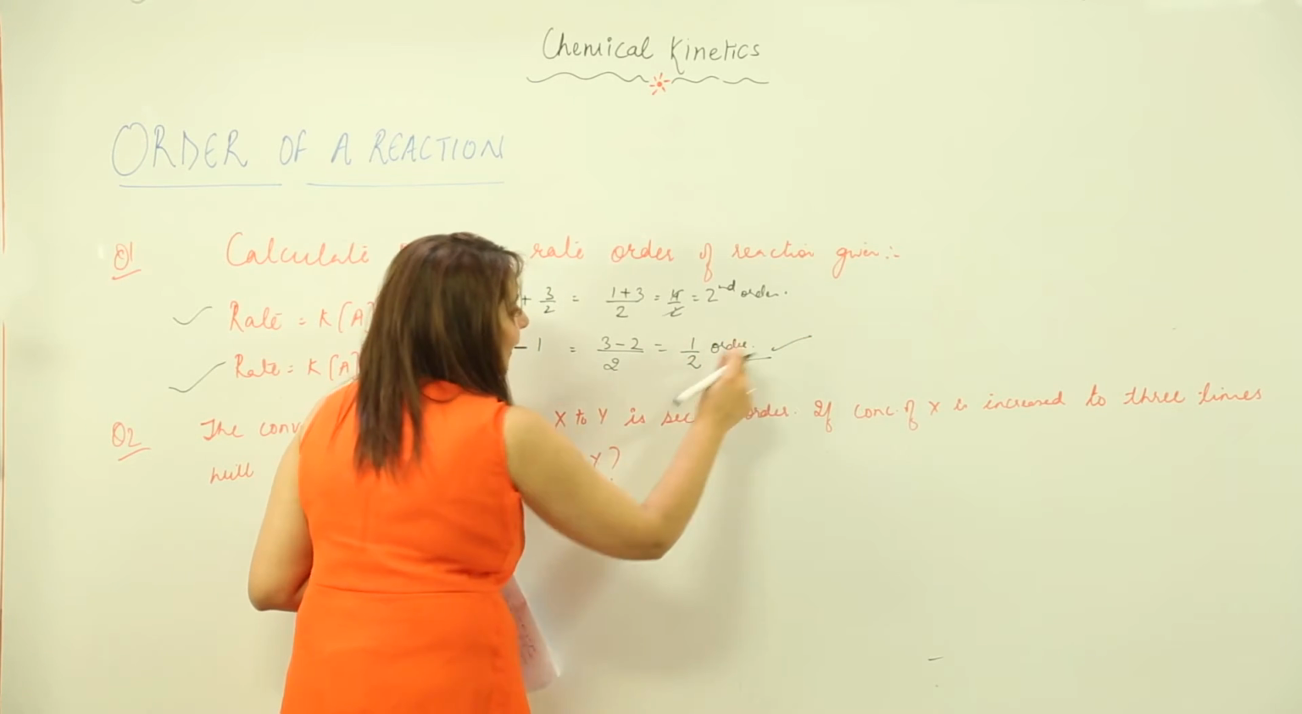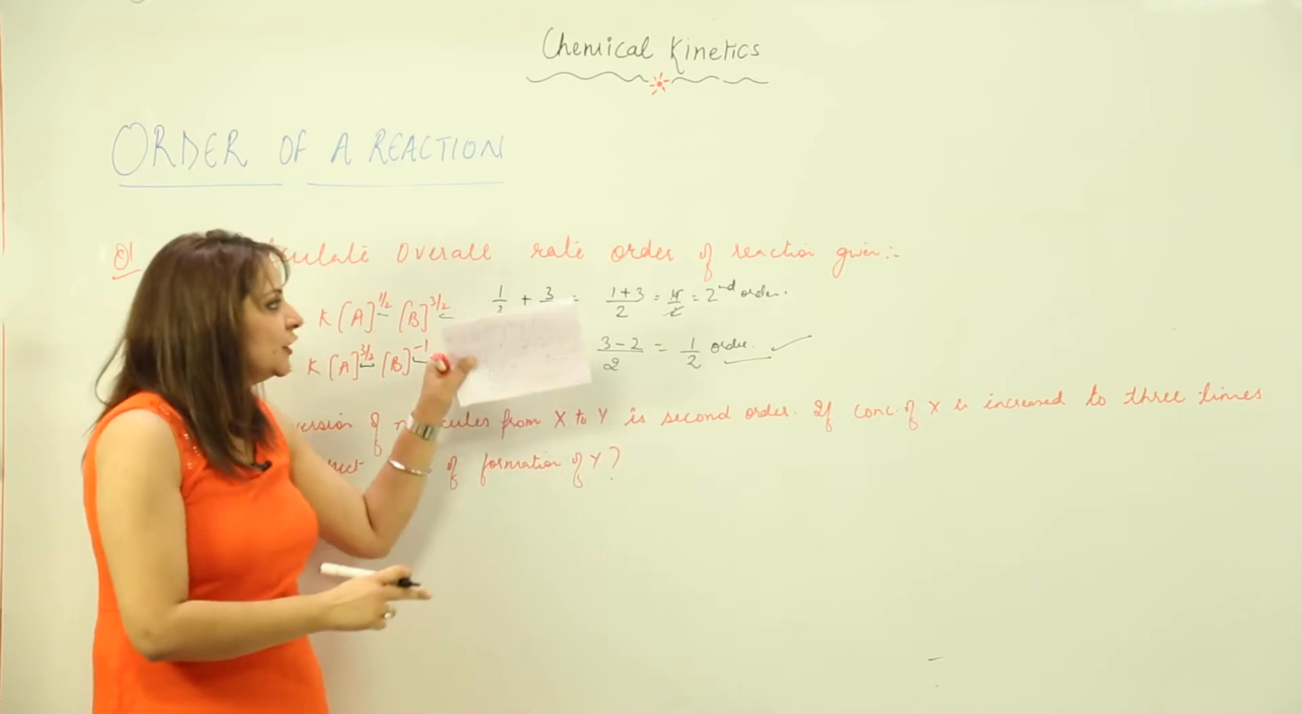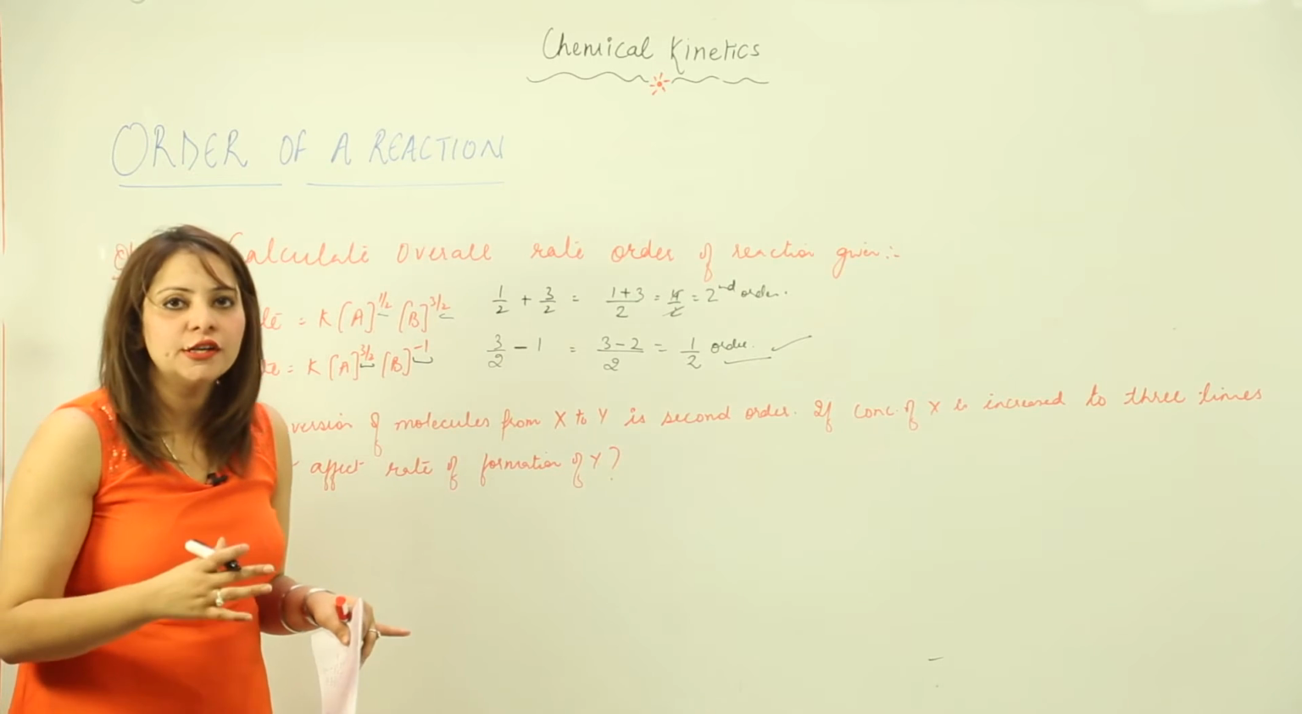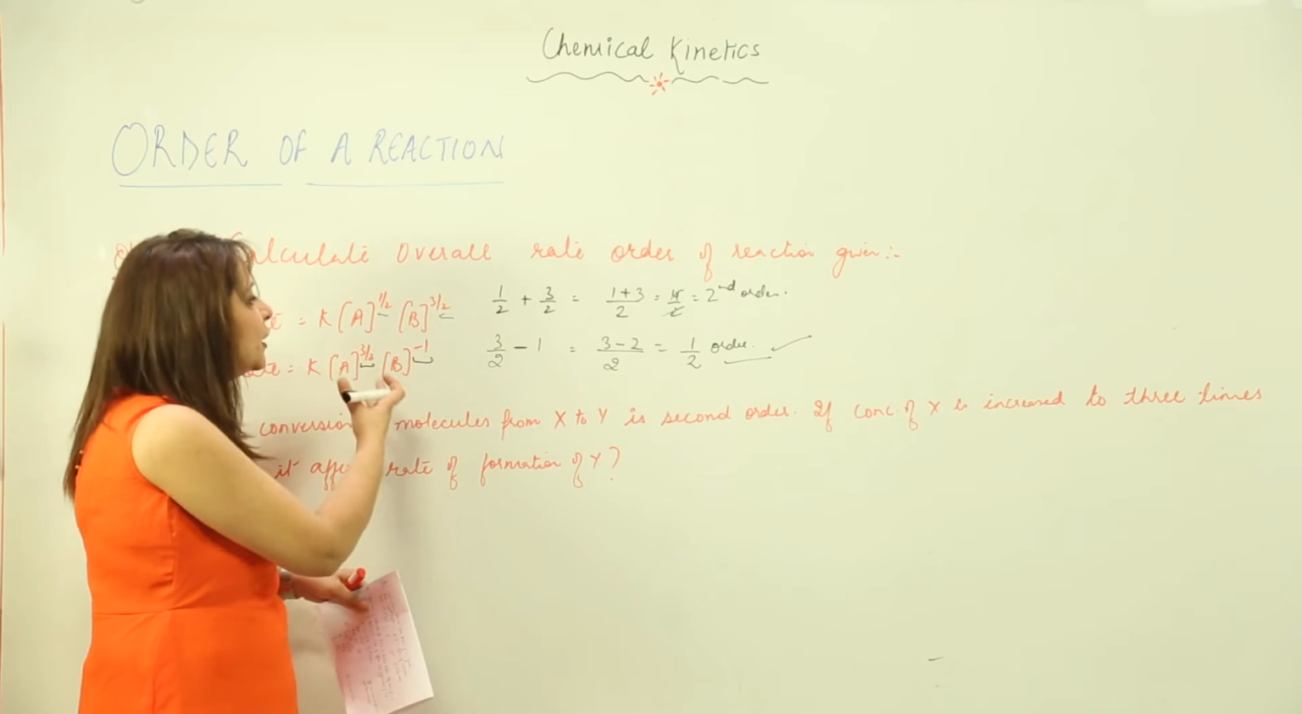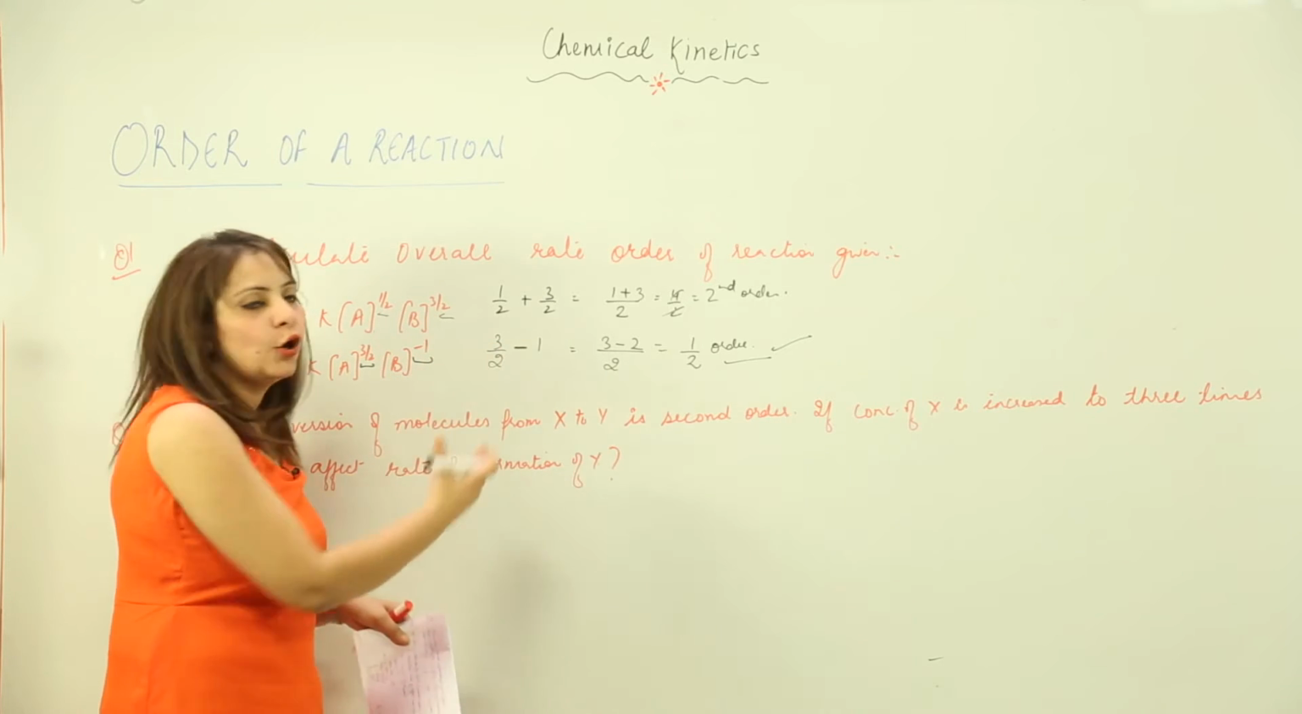So this also indicates that you can get order in fractions. This is how you are going to indicate the order if you get some rate law expression. Just add x and y and you will get the order for the reaction.